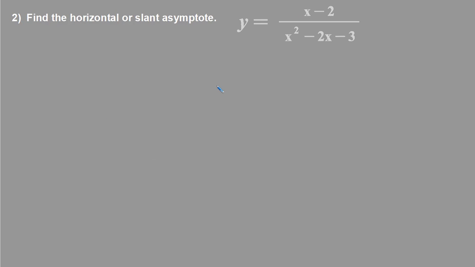Now, let's do the same thing, but with a new problem. So let's look at problem 2. First question we need to determine, is it a horizontal or slant asymptote? And the way we determine that is look for your highest degree. And so the highest degree is in the denominator. That means that we have a horizontal asymptote, and there's no calculations. It's y equals 0.